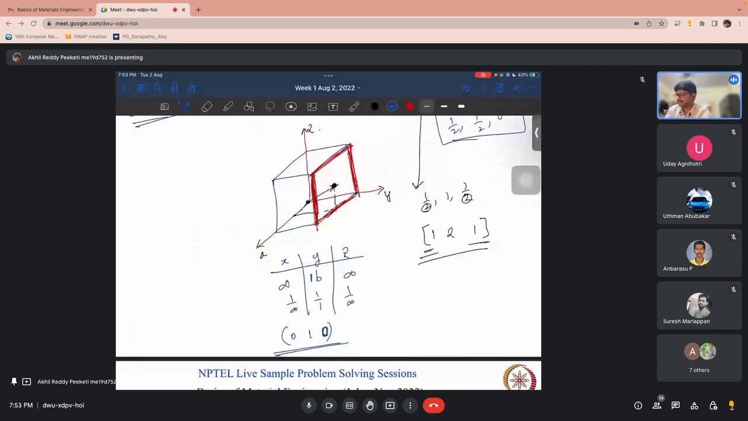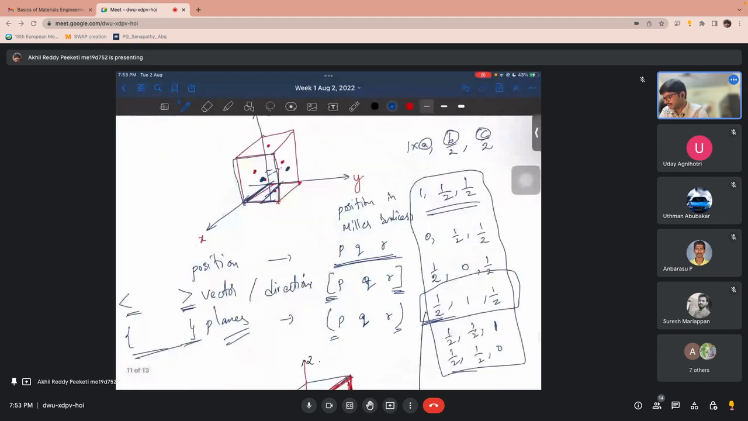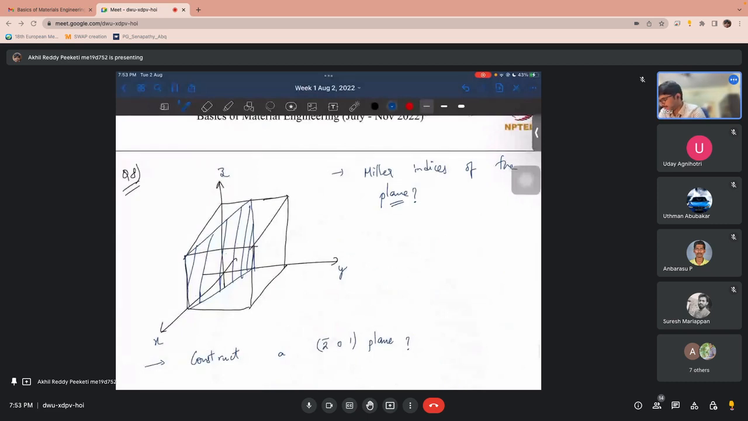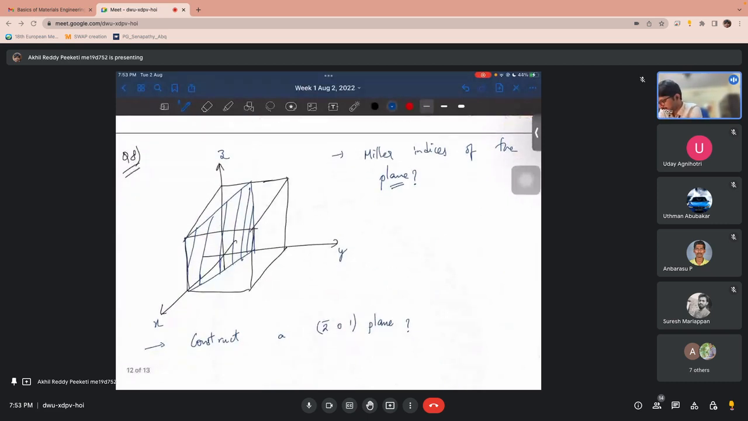Okay, so is this clear to everyone? How do you specify the plane, vector and index position using the Miller index representation? So using that, can you tell me what should be the Miller indices for this plane, the plane highlighted in blue? I'll give you 2-3 minutes to try to think about it.